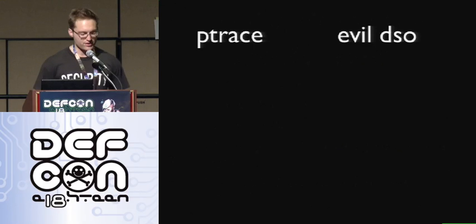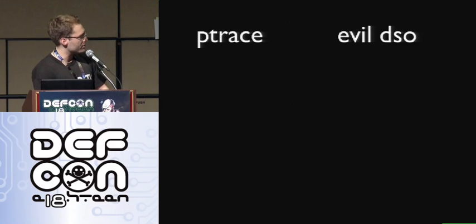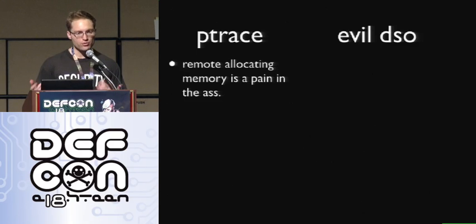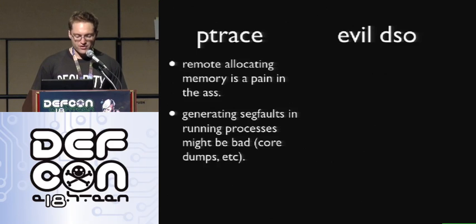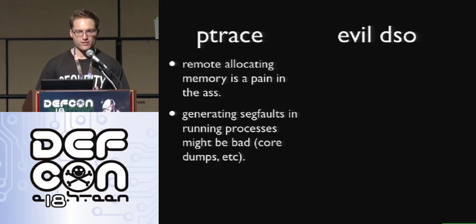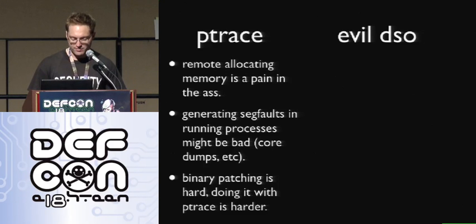But there's a couple downsides. There's downsides to both aspects of the ptrace method and the evil DSO method. Remote allocating memory is a pain in the ass. It's doable, but it's just really painful to do. Generating segfaults in running processes might be bad. Perhaps the system administrator has some alert set up so that if a segfault happens, they get an email. I have that set up on my boxes, so if I get a segfault, I know that something bad happened. And binary patching in general is hard to do.